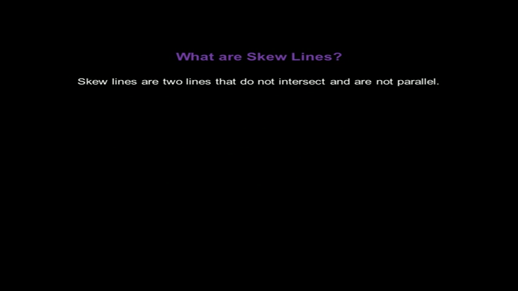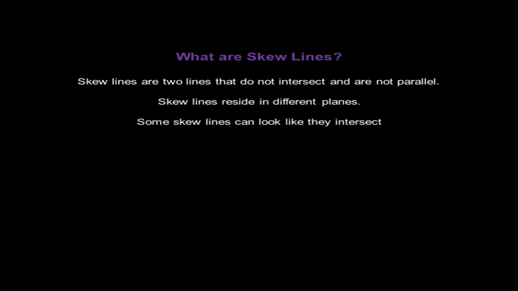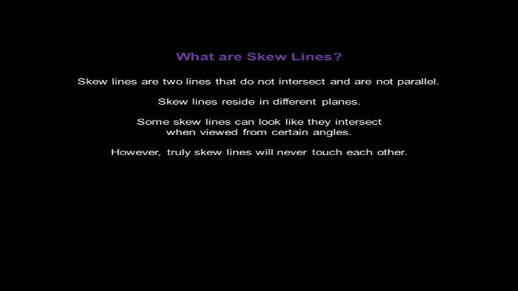What are skew lines? Skew lines are two lines that do not intersect and are not parallel. Skew lines reside in different planes. Some skew lines can look like they intersect when viewed from certain angles. However, truly skew lines will never touch each other.